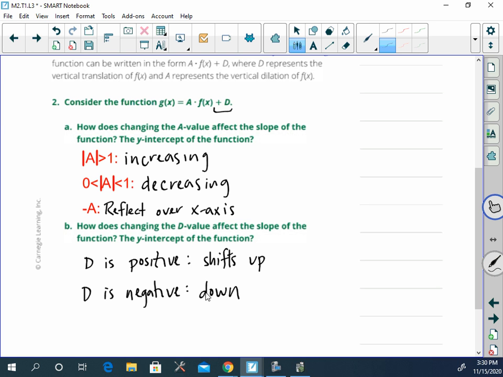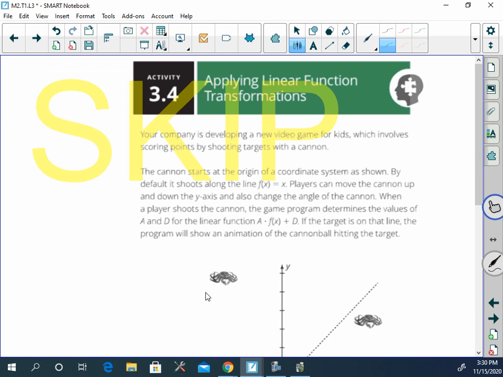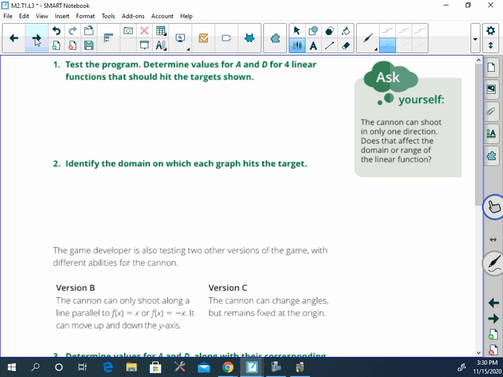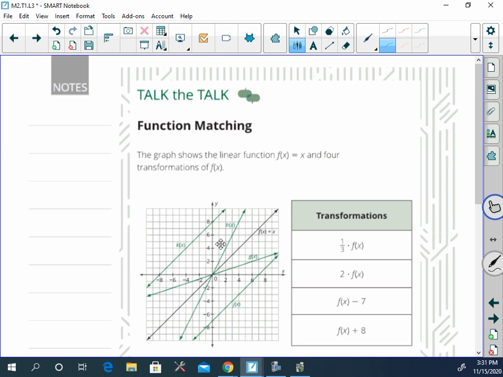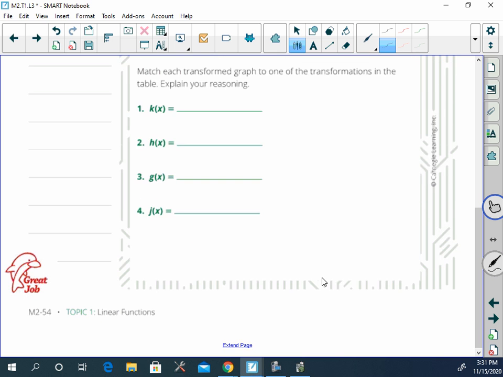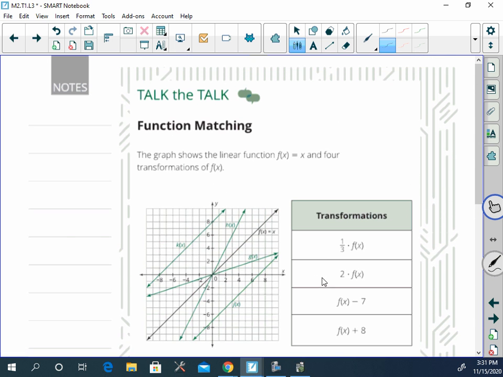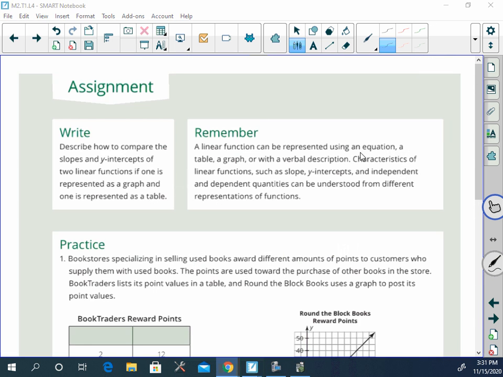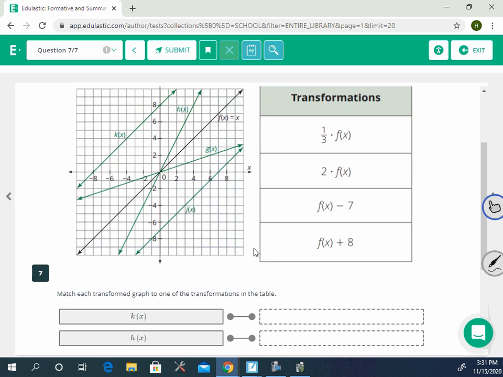All right, so we're skipping a couple pages here. So this page here, skipping. And this page here, skip. So the talk, it's here, but it's in Edgenuity. So if you want to write it in here, that's great, but where it needs to get done is in Edgenuity. So that's this one right here.